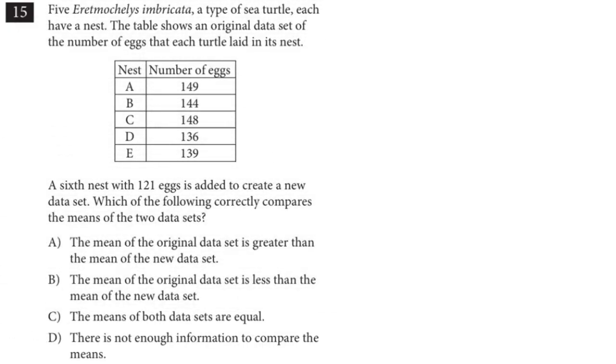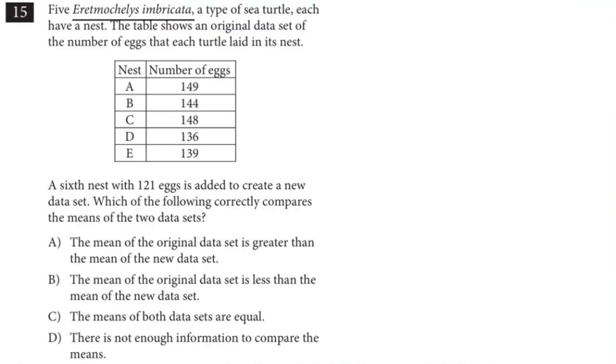Question 15. Eretmochelys imbricata. My God. A type of sea turtle. Okay. Each has a nest. The table shows an original data set of the number of eggs that each turtle laid in its nest. So nests are given A, B, C, D, E. Number of eggs are given these numbers. A sixth nest with 121 eggs is added to create a new data set. Which of the following correctly compares the mean of the two data sets? The mean of the original data set is greater than the mean of the new data set.